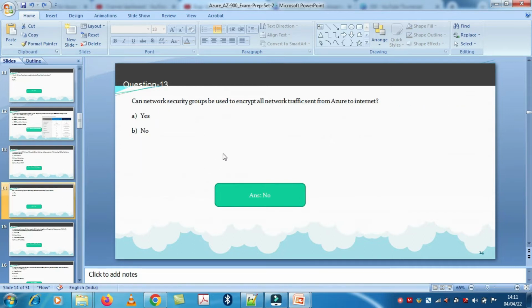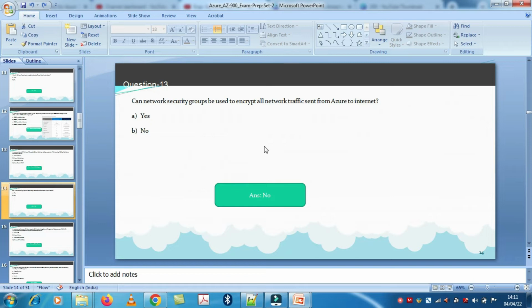Moving to the next question, guys. Can a network security group be used to encrypt all network traffic sent from Azure to the internet? No. A security group is for your inbound and outbound traffic, that is the incoming traffic and outgoing traffic. It's not going to encrypt anything.